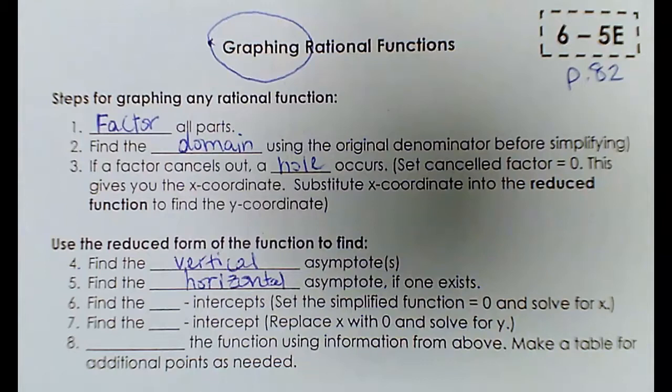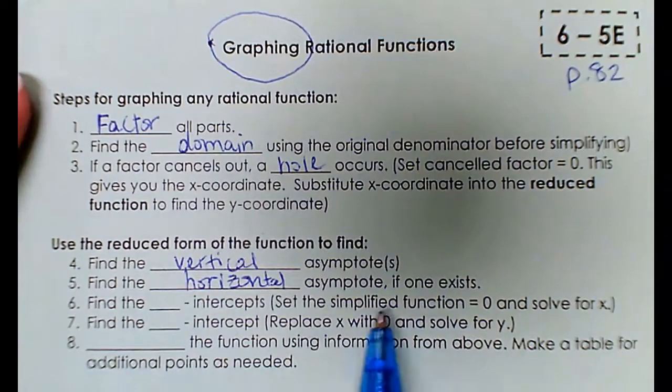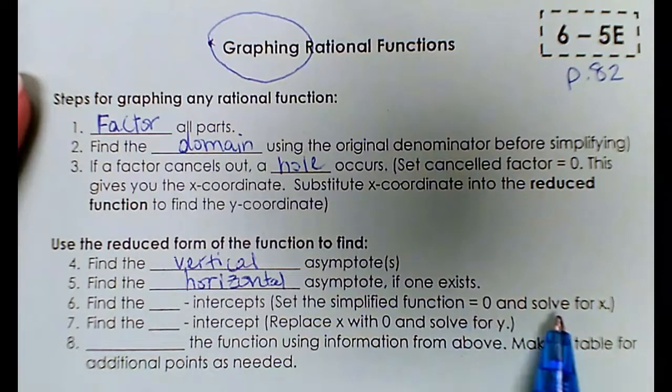problem today. Would you like me to repeat that? Yeah, there could be a slant asymptote, but in this problem that we're doing in this set of notes, there will not be one. Because the next set of notes we do today, the 6-5F that you also picked up, that's the one where we talk about what a slant asymptote is and what it looks like. So no slant asymptote on this set of notes. Next, I need to find the blank intercept. So set the simplified function equal to 0 and solve for x. What kind of intercept do I solve for x on?